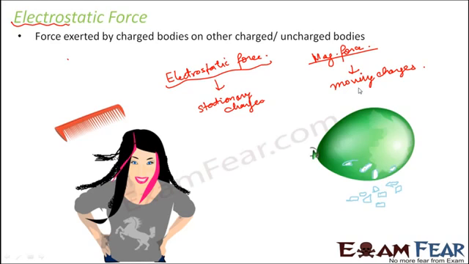Magnetic force involves magnets and magnetic materials. But in case of electrostatic force, as you saw just now, we talk about just normal objects like a comb or balloons, because even they can acquire some charge, and when they acquire some charge, they can also exert some force, and that type of force is called electrostatic force. So this was the second example of non-contact forces.